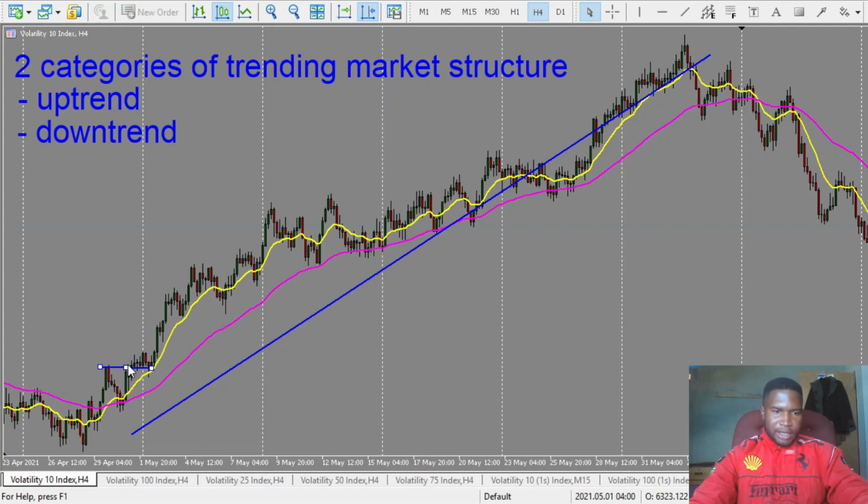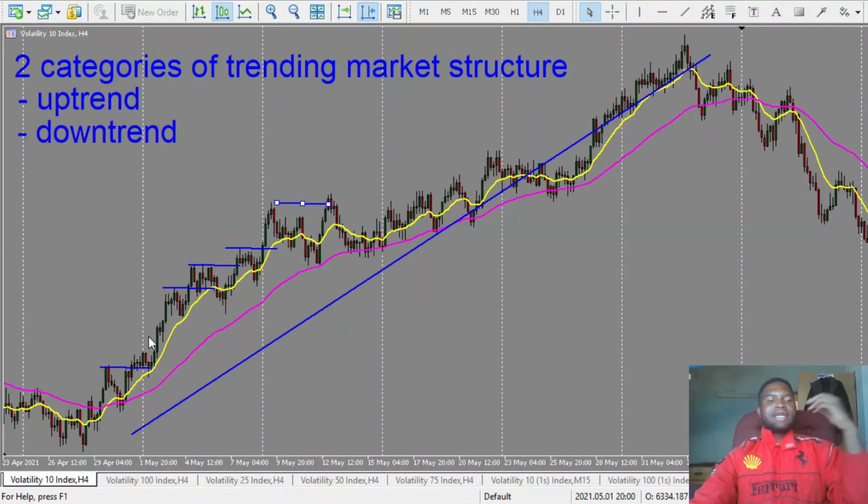Again we get this one. Market gives us this resistance, it pulls back, it breaks it again. We can also see that we have another one right here. Price action pulls back, breaks it again, and the cycle continues again and again and again. So this is the telltale sign that we are in an uptrend.